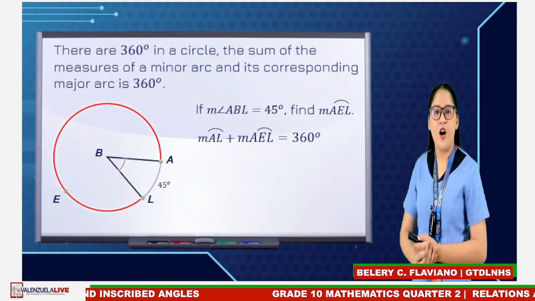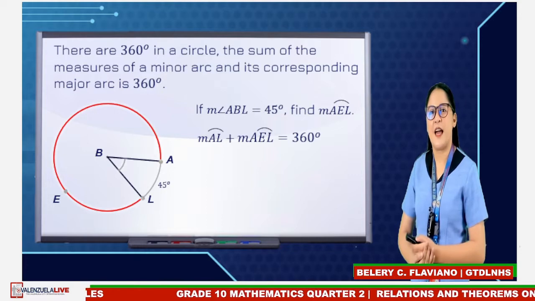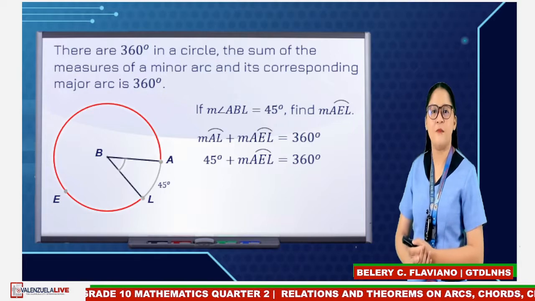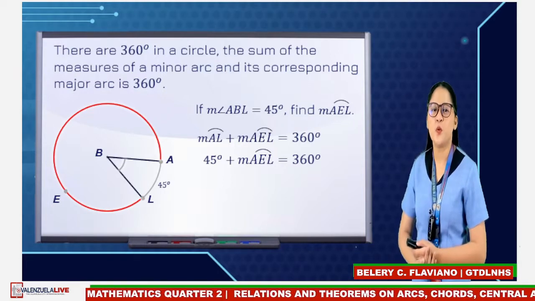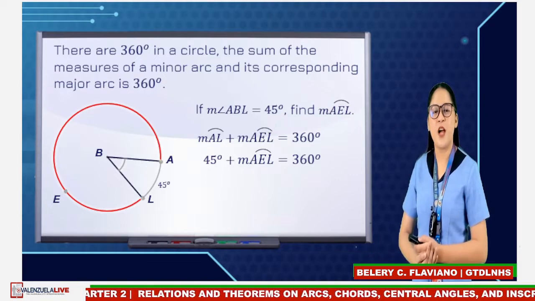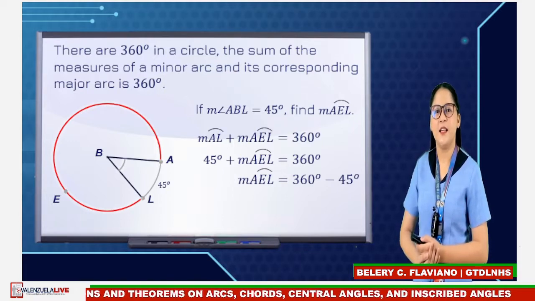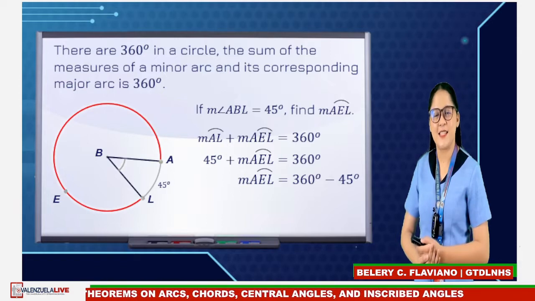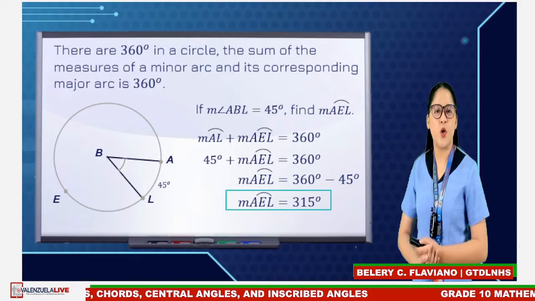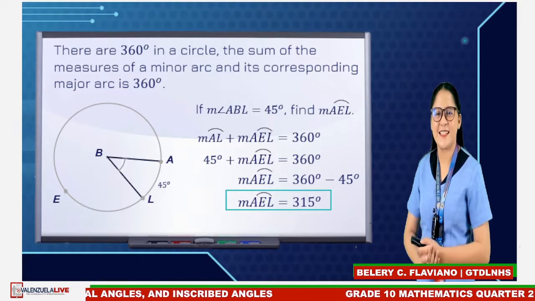Since the measure of arc AL is equal to 45 degrees, then by substituting that, we will have 45 degrees plus the measure of the major arc AEL is equal to 360 degrees. Then by applying the subtraction property of equality, we will have the measure of the major arc AEL is equal to 360 degrees minus 45 degrees. Therefore, the measure of arc AEL is equal to 315 degrees.